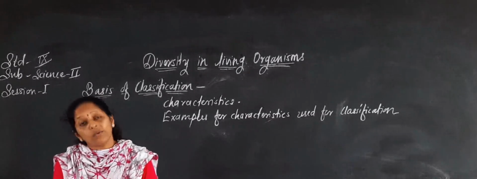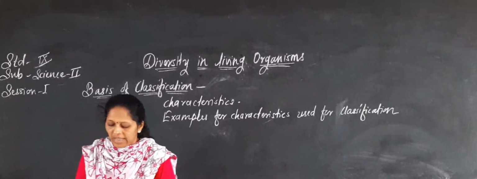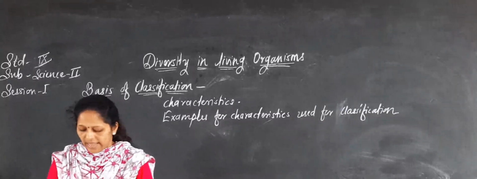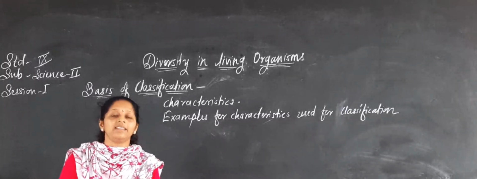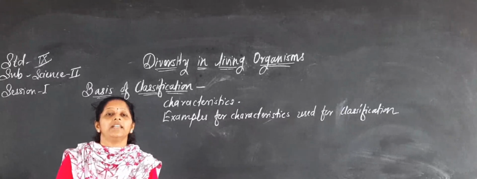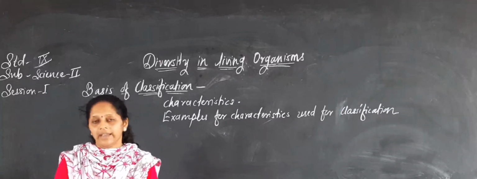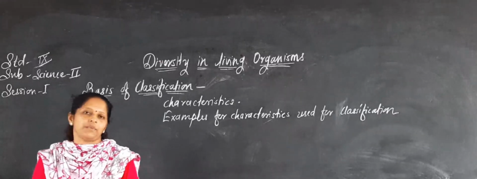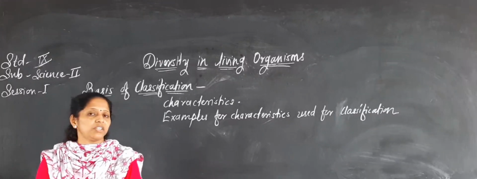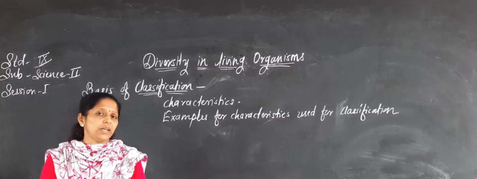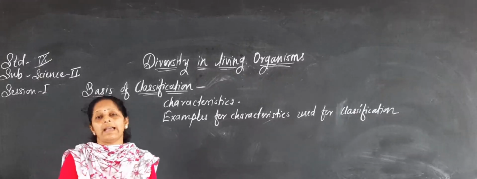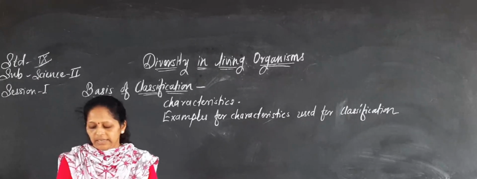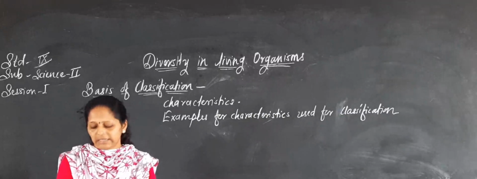So what is the basis of classification? As we know, the Greek thinker Aristotle, according to him, living organisms live on the land, in the air and in water. This is a very simple way of looking at life, and there is a differentiation by it, but it is misleading too.